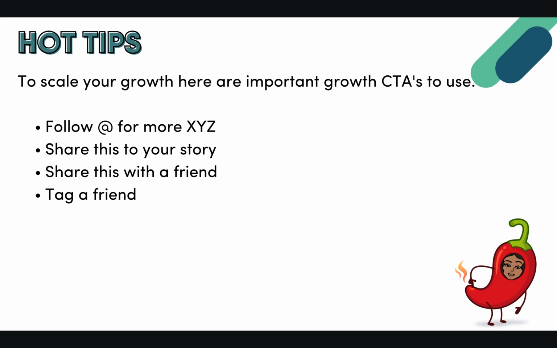Okay. So to scale your growth, here are some of the important growth calls to action that you want to use in your content, your lead magnets, wherever. Okay. So of course you want to have the follow at your username, for more XYZ. So let's just say that you have a lead magnet and you say, follow us here if you want more tips, right? If you have a quote post, follow me for more inspirational quotes, right? For more of this content. So you want to have an incentive to tell them what it is they're going to get by following you, right? More of what they've seen.